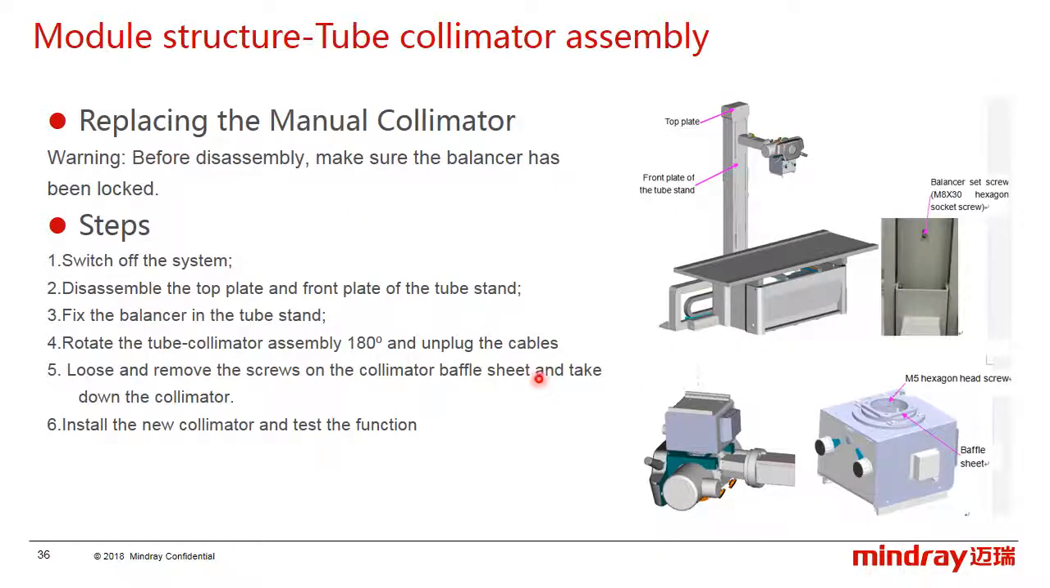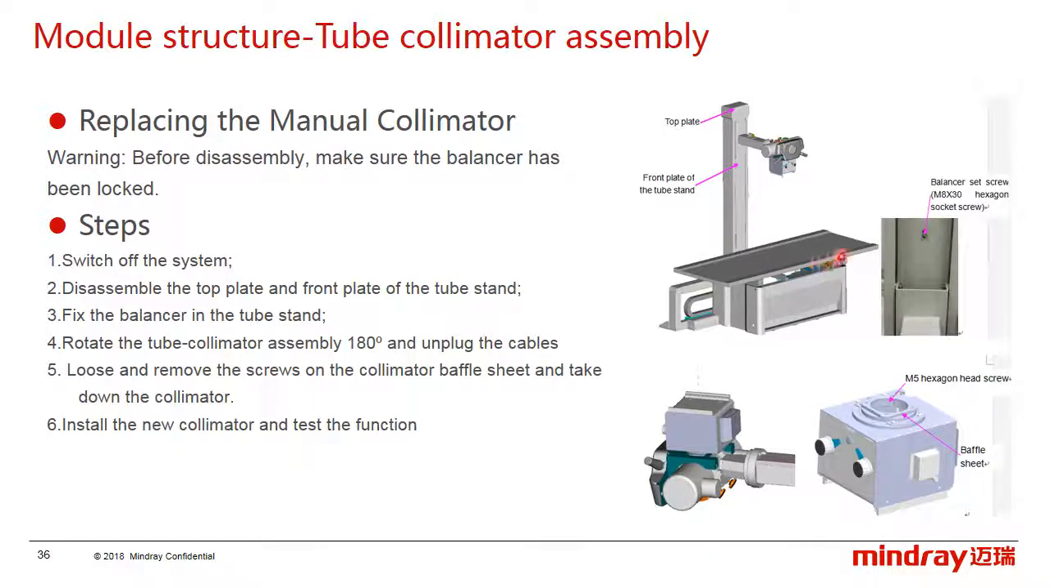So, how to replace the collimator? Before disassembling the collimator, make sure the balance is locked. Just move the balance to a suitable height where we can see the screw hole and fix the balance with a long screw. This step is very important because if the balance is not fixed, it will drop down after disassembling the collimator, because it loses its balance.